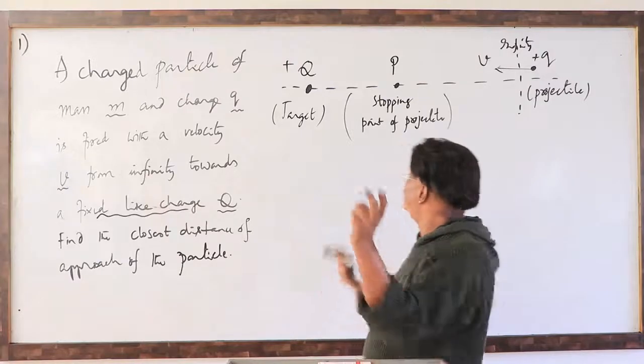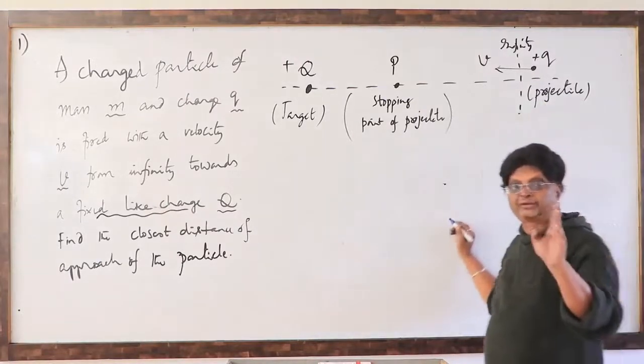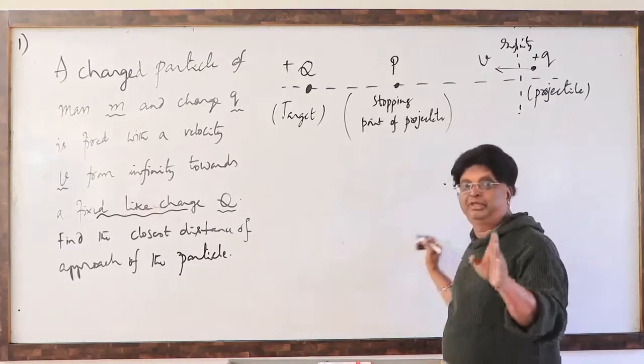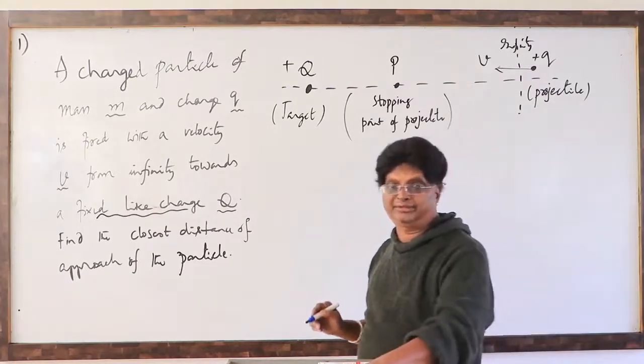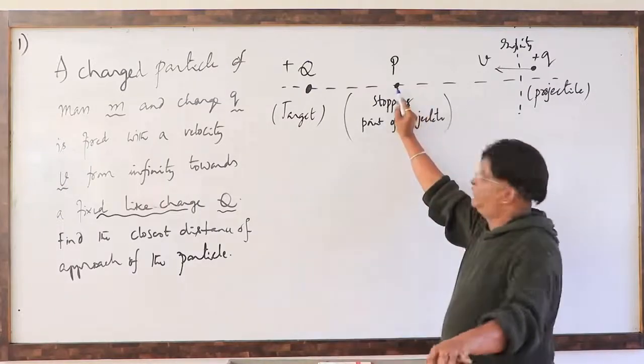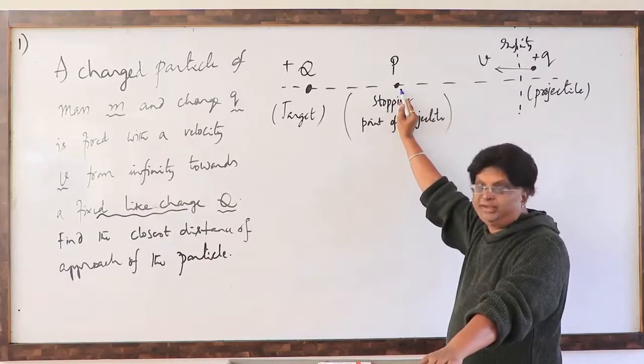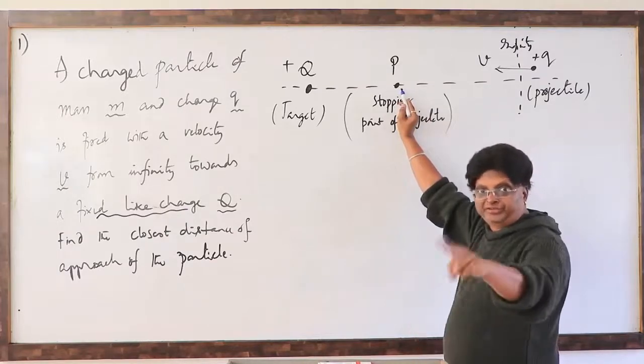After explaining this much, you need to write those two statements. What is that? Small q is the projectile. When fired from infinity, due to electrostatic repulsion its velocity gradually decreases and hence kinetic energy also decreases, such that when it reaches the point P, its kinetic energy becomes zero. That is, it stops.